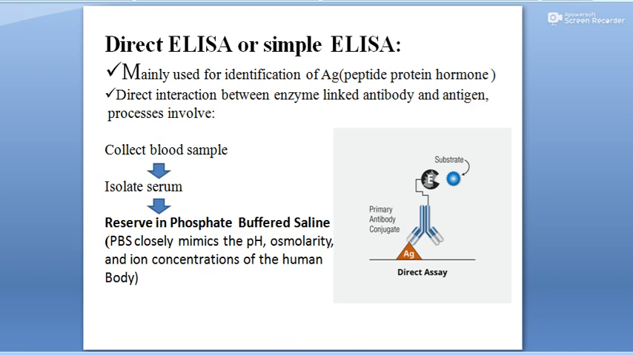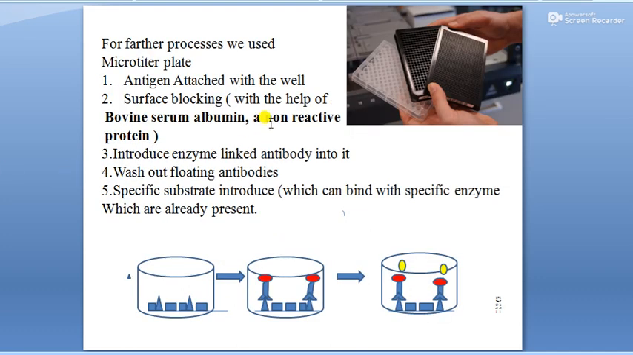So, what happened in this direct ELISA, or what are the steps involved in the direct ELISA? Let us see what are the steps. First of all, we need to add the sample which contains the specific antigens, which I have to determine, right. Next, the surface blocking. The surface blocking is done with the help of bovine serum albumin. These are non-reactive proteins which cannot react with the antigens and other organisms. That's why the bovine serum is used for the surface blocking.